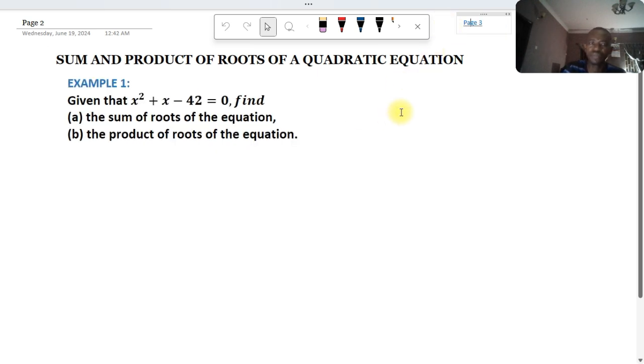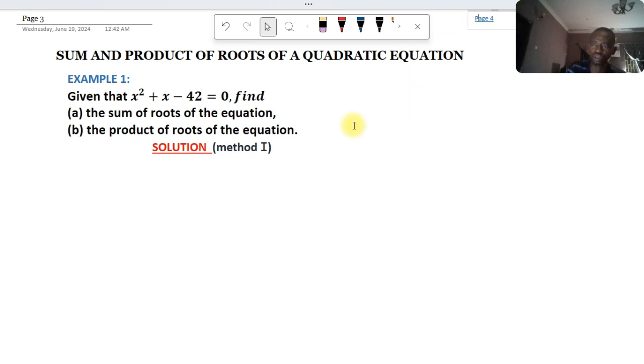Now in this example we are being told to find the sum of roots and the product of roots. I'm going to be using two methods. The first method is not long, but it's going to be a bit longer compared to the formula that we have in the first slide that I just took away now. So let me begin.